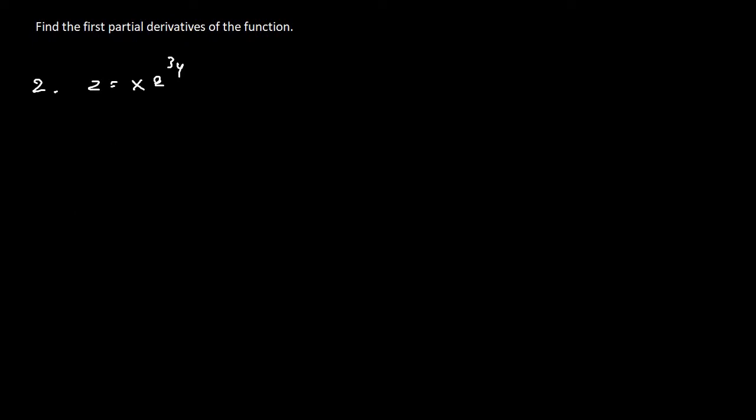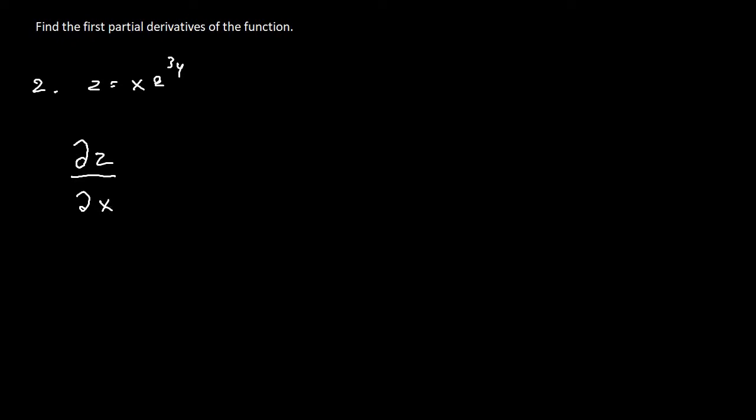So for number 2, we have z equals x times e raised to the power of 3y. So notice it's not in the form of f of x comma y. Instead it's in the form of z equals. So we cannot use a notation where we have f sub x or f sub y. Instead we have to use a standard notation where we're going to take the partial derivative of z with respect to x. And the next one we'll do is with respect to y.